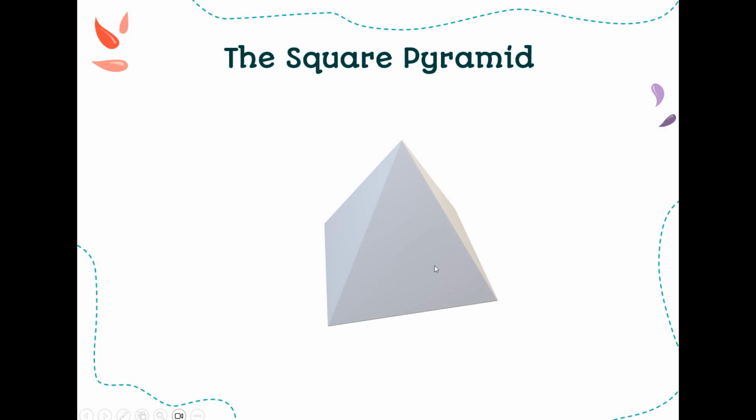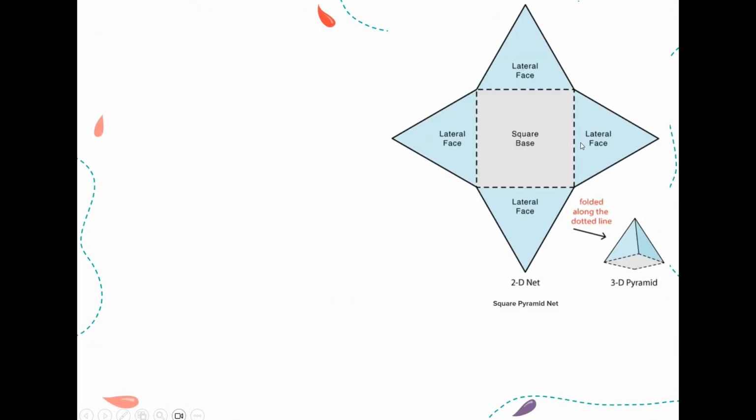Yes, you remember? Khufu, Khafre. Yes, it will be what? It will be a pyramid. So, I have here a square pyramid. What does it mean, square pyramid, miss? It means that the base here looks like what? Looks like a square. And all the other faces look like what? Yes, looks like a triangle.